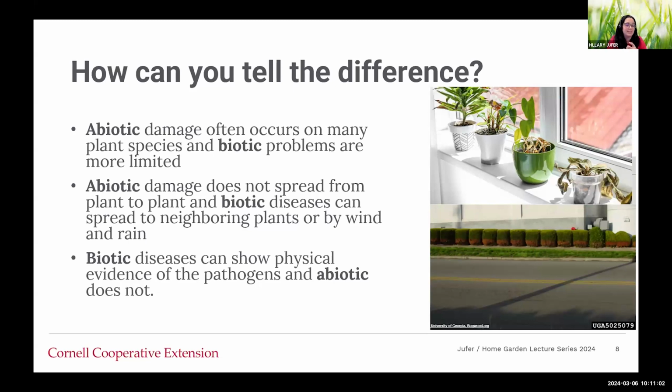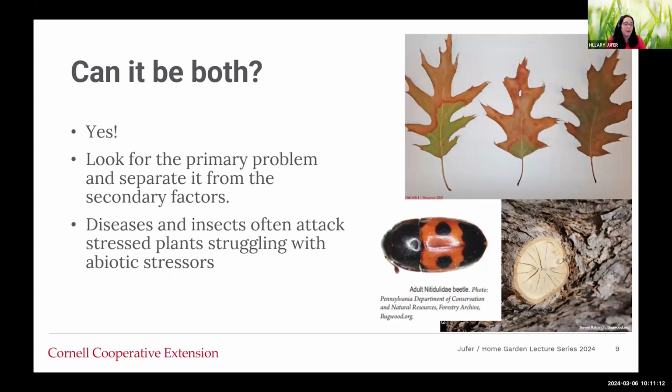So if you're not seeing evidence of something biotic, it is likely the abiotic. Can it be both? Absolutely. Plants do often see biotic and abiotic problems at the same time. What you're going to want to do is look for the primary problem and separate it from the secondary factors. So diseases and insects are often really interested in plants that are already stressed out. So you're going to want to see what's causing that stress.